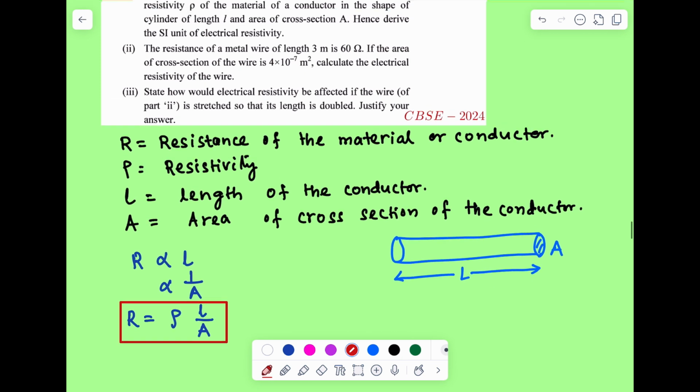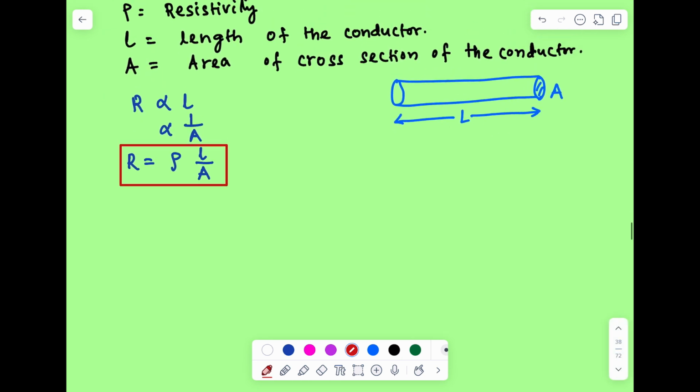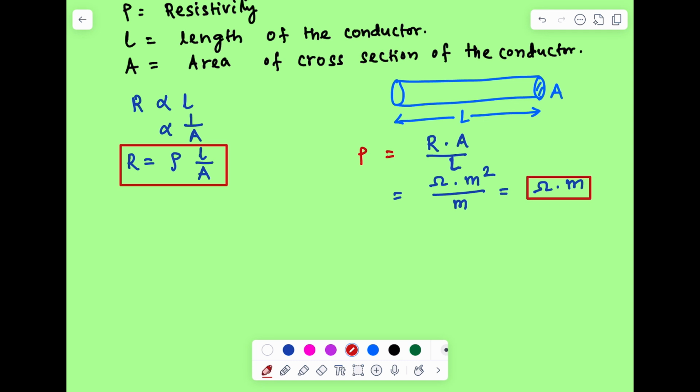Now derive the SI unit of the electrical resistivity. Rho is the resistivity of the material, which is equal to, now we can rewrite it as R into A by L. If we want to take its unit, then the SI unit of resistance is ohm, and area is meter square, divided by length, which is meter. So the resistivity has the SI unit ohm into meter.